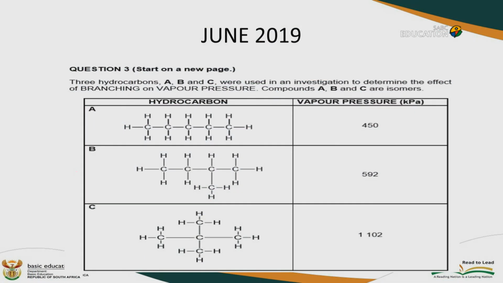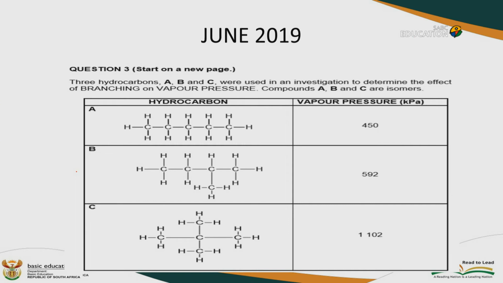So last year they wrote this paper, those who are writing supplementary exams. Question 3, it was in question 3. We are hoping that it will remain there. Now we're saying 3 carbons, A, B, C, were used in an investigation to determine the effect of branching on vapor pressure. Look at this one.